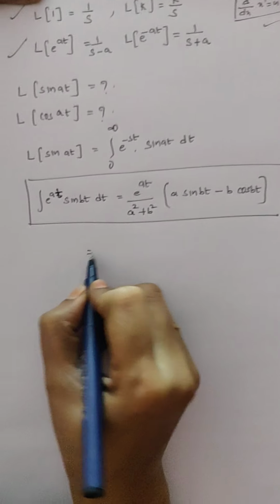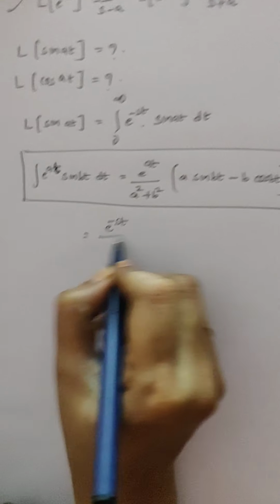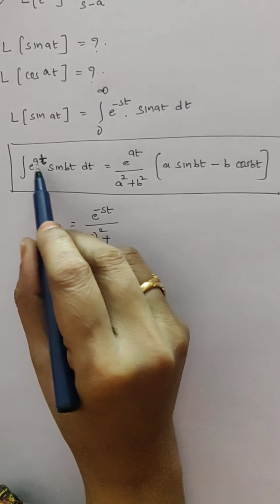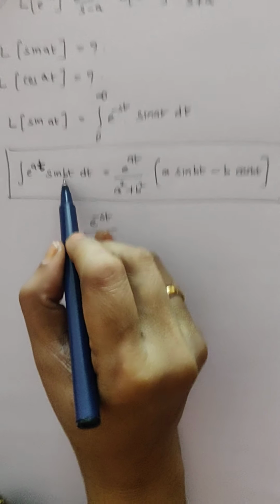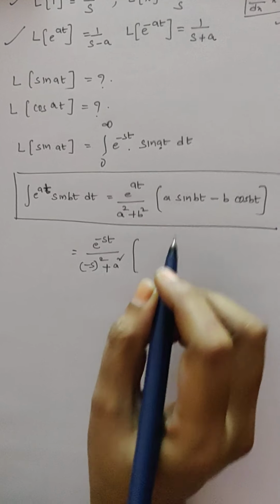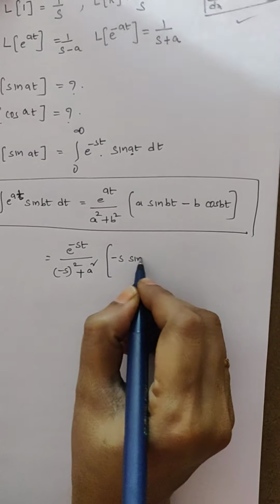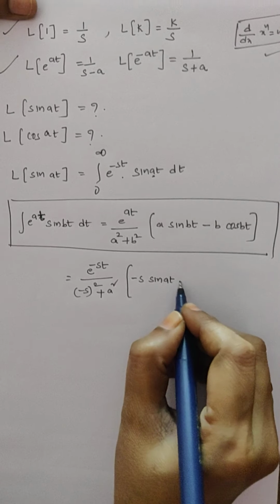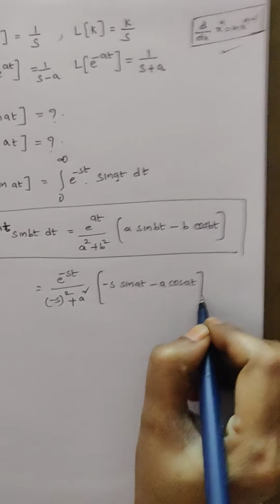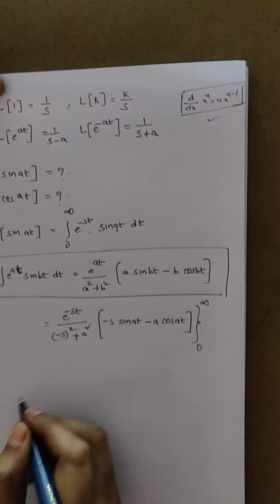Using this integral formula, this is equal to e power minus st by s square plus a square, in place of a minus s, in place of b here a, into minus s sin at minus a into cos at. Limits are from 0 to infinity.